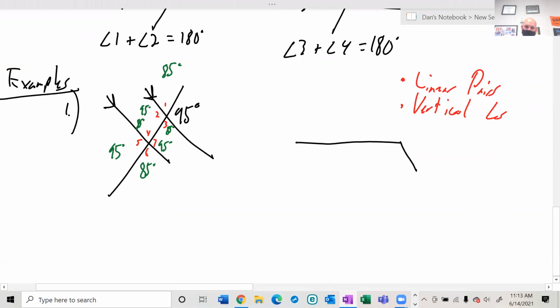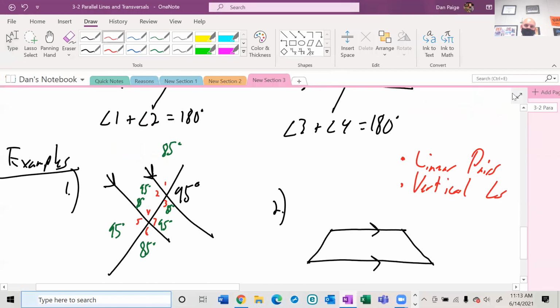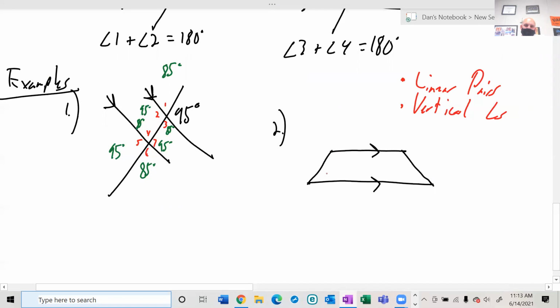I am going to draw a trapezoid. It's a terrible trapezoid. And in my trapezoid, these two lines are parallel to each other. And we're going to say that this bottom one here is 3x plus 1. And this top one is 2x plus 29. Let's try to figure out what is the relationship between those two angles that I just gave you that have all the x's in them.